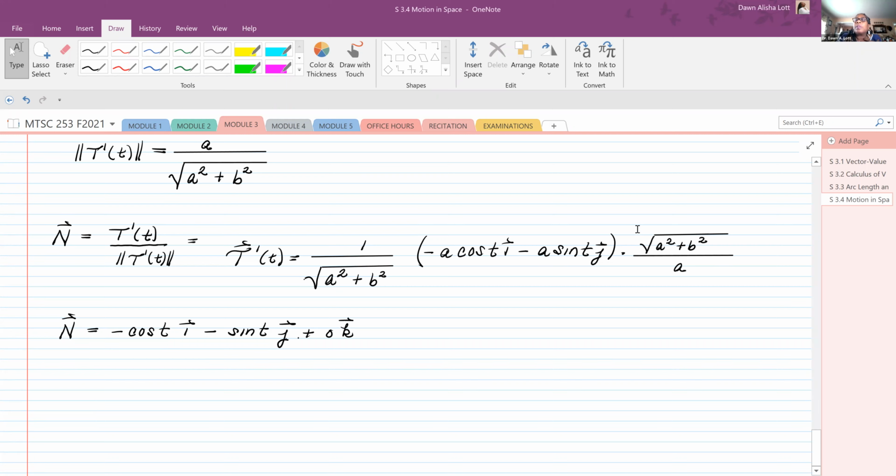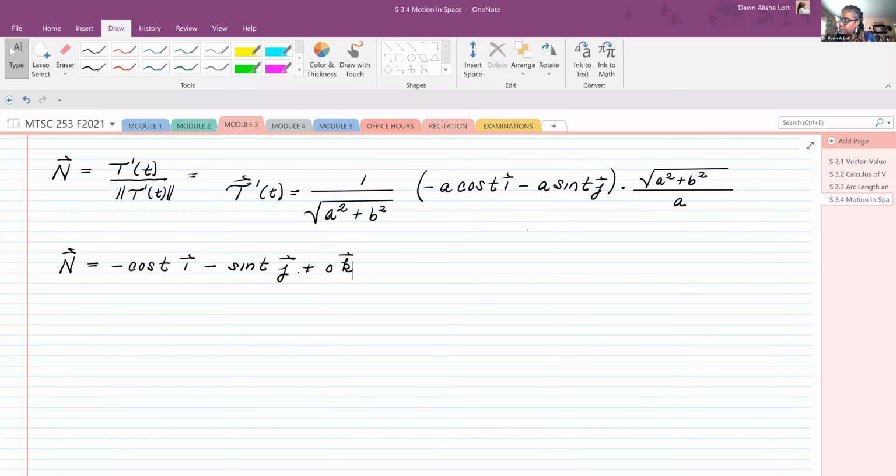I'm going to pause for a quick sec. Okay, so that's the end of this problem. I want to define for you the radius of curvature. We call that rho, and it is 1 over kappa.